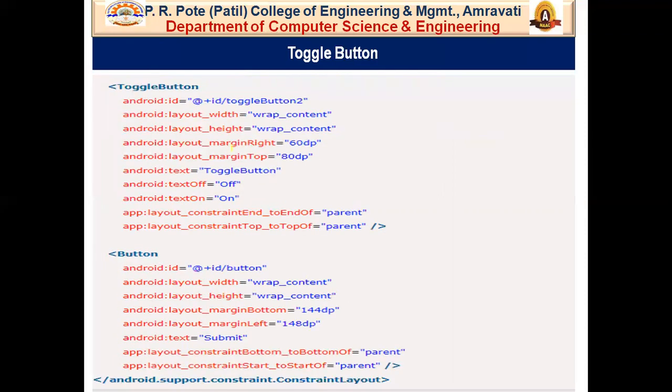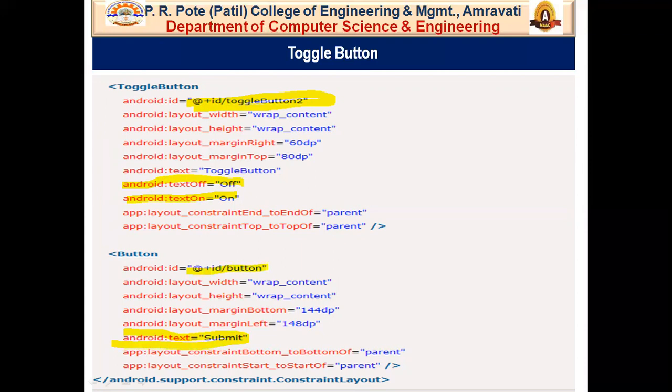After that, another toggle button. We have a second toggle button, again with a unique identity assigned to it. Then again, for toggle button 2, we have two texts, text off and text on. And after that, we have one simple button, a text button, which has the text submit, and this is the unique identification of that button.